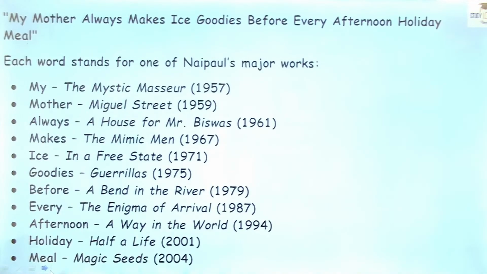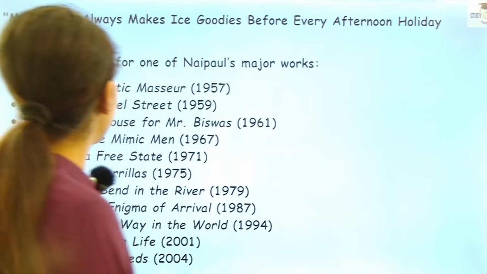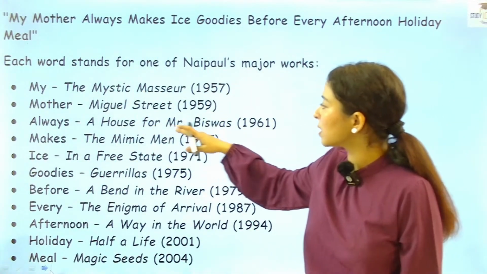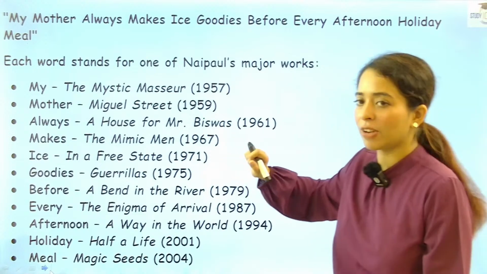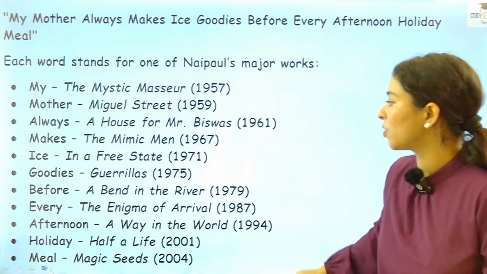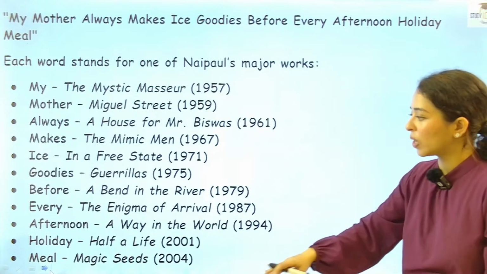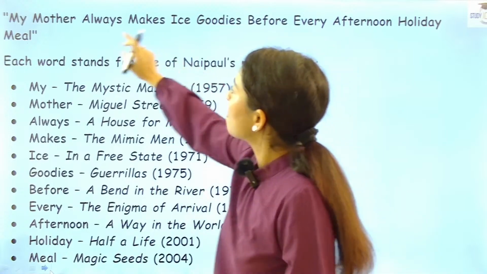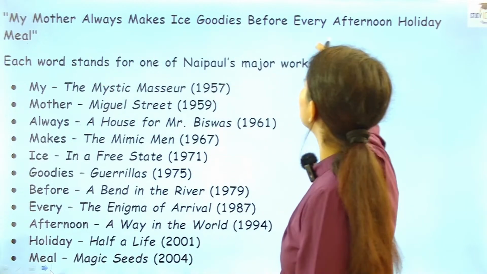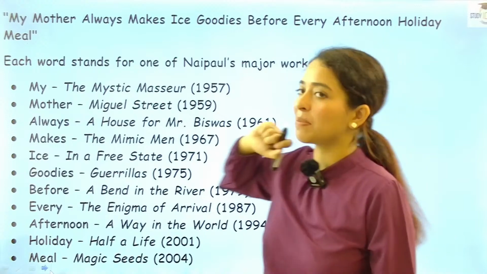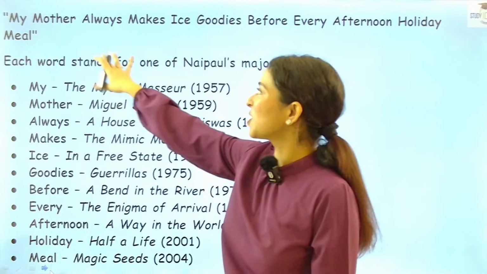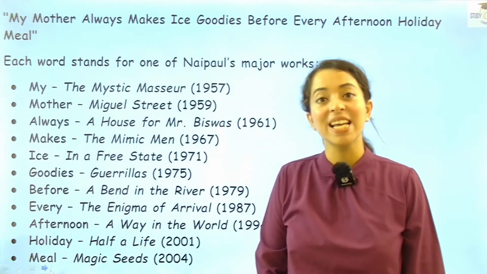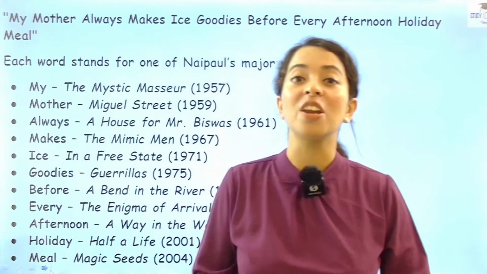Okay, so what is the mnemonic for this? From his works: The Mystic Masseur, Miguel Street, A House for Mr. Biswas, The Mimic Men, In a Free State, Guerrillas, A Bend in the River, The Enigma of Arrival, A Way in the World, Half a Life, and Magic Seeds. And the mnemonic is: My mother always makes ice goodies before every afternoon holiday meal. All right. So of all these words, you take the first letters and you are going to get the sentence. You're going to get the entire chronology right.